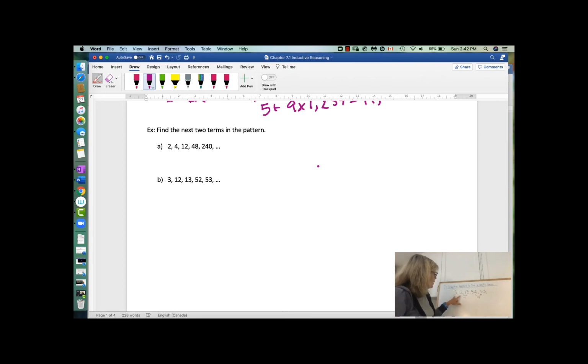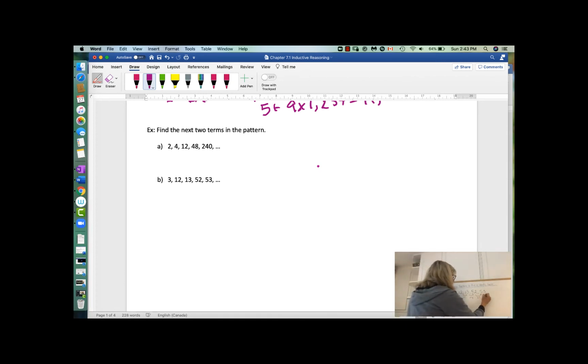So then what is the relationship between 3 and 12 that could be similar or move into 13 to 52? Well, I know 13 to 52. I know there's 52 cards in a card deck, and there's 13 cards in one of the suits. So I know that this is 13 times 4. And 3 times 4 is 12. So it looks like the pattern is multiplying by 4, adding 1, multiplying by 4, adding 1.